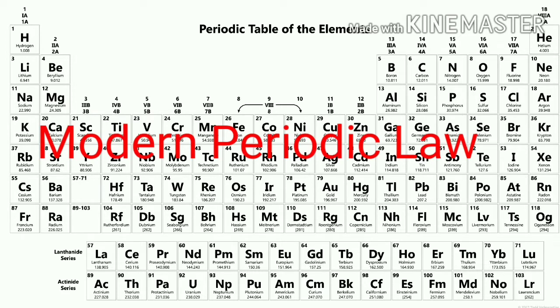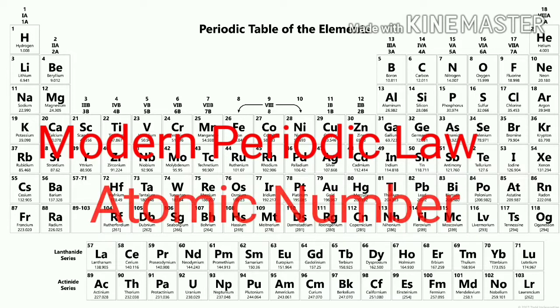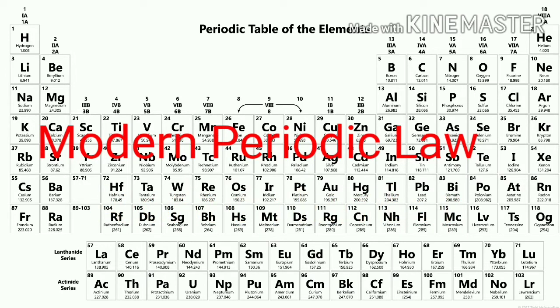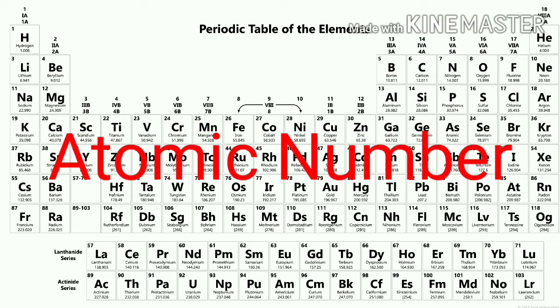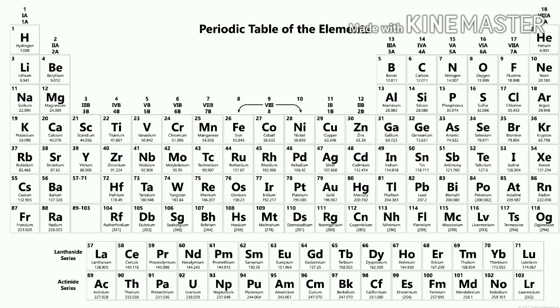According to modern periodic law, the physical and chemical properties of the elements are a periodic function of their atomic number. This implies that the elements are arranged in the periodic table in increasing order of their atomic number. Look at the periodic table.